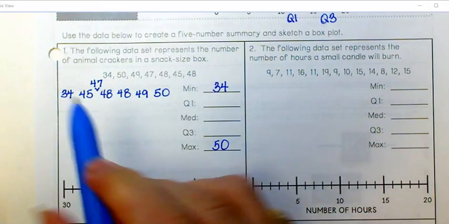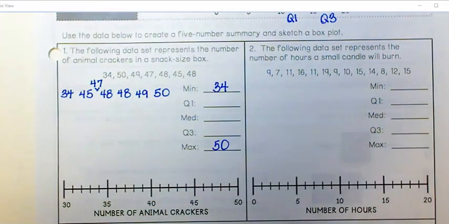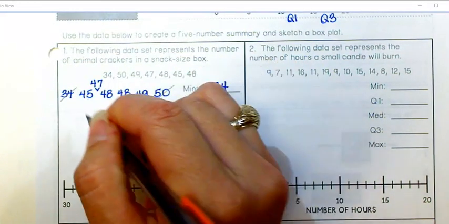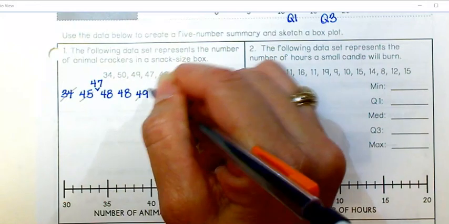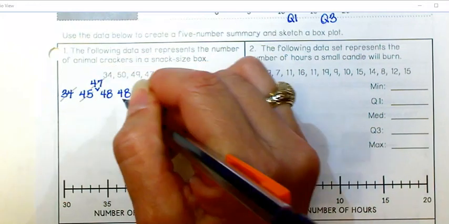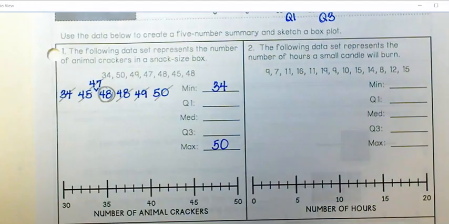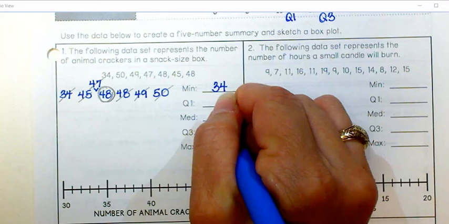To me, that's the easiest. Okay, so median, remember, is your middle number. So I'm going to start ticking off lowest, highest, next lowest, next highest, next lowest, next highest. The number in the middle of my list is 48.